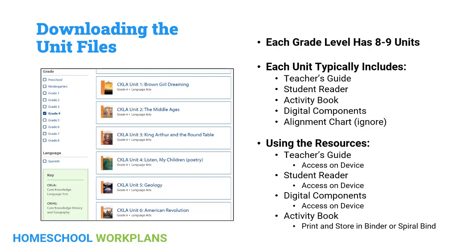Now, both the teacher's guide and the student reader can be used simply by opening the PDF file on your laptop or tablet. There's no need to print either of these, unless you really want to. You will, though, need to print the activity book for each unit, because they need to be written on, right? So those activity pages, your student will need to be able to write on them. Now, the good news is, though, that those activity books, they're black and white, and you can print them double-sided, and then just place those pages in a binder or have them spiral bound at your local office supply store.